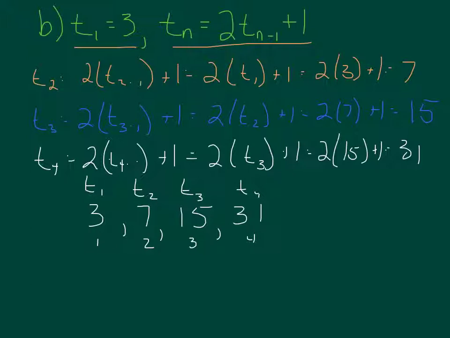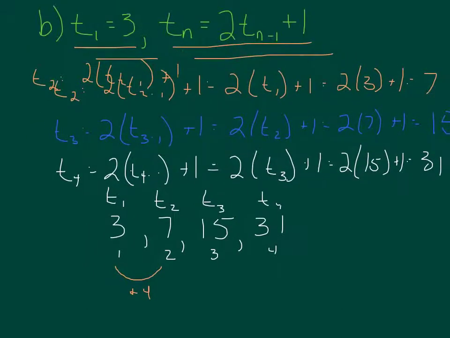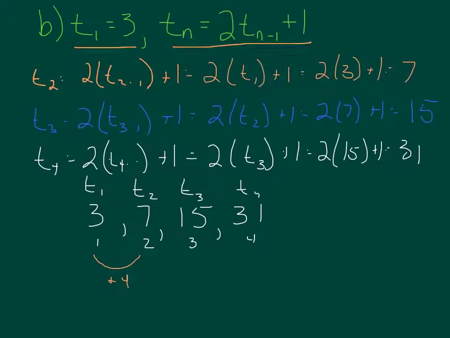I always write out my n's to help me maybe identify a pattern. So it's not arithmetic because we're not adding the same amount each time, and it's certainly not geometric because we're not multiplying by the same amount each time. So what are we doing each time? To get from 3 to 7, you add 4. And to get from 7 to 15, you add 8. And to get from 15 to 31, you add 16. Now, hopefully you recognize these as powers of 2.